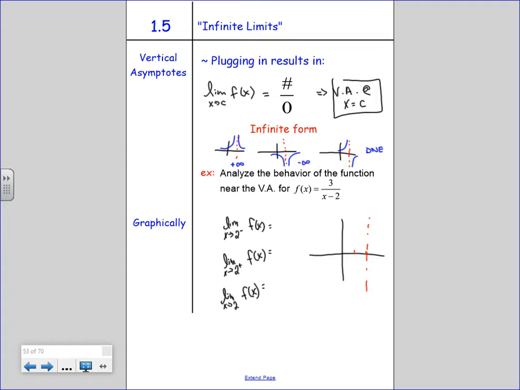Transformations, that was precalc. As you come from the left, where was he going? He was going down. As you come from the right, where was he going? Positive infinity. Okay, so what's the two-sided limit? D and E.